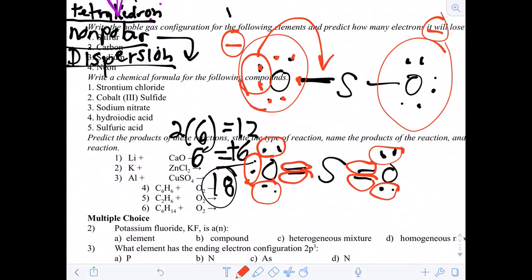Thank you. Sorry. She's right. That's extra. Okay? So this is the structure I'm supposed to draw, and that has 16 electrons. So I'm shy by 2.